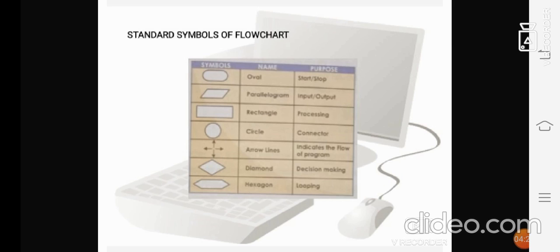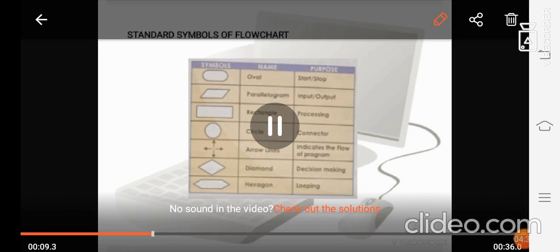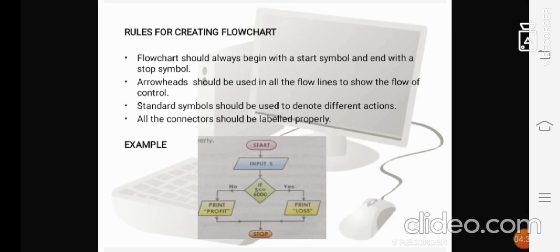Okay, and next we go for rules. Rules for creating a flowchart. We have certain rules for when we create a flowchart. Okay, we should know these rules first before we do a flowchart. Okay, so flowcharts should always begin with a start symbol, and it should end with a stop symbol. Okay, these two are very important when we start a flowchart.